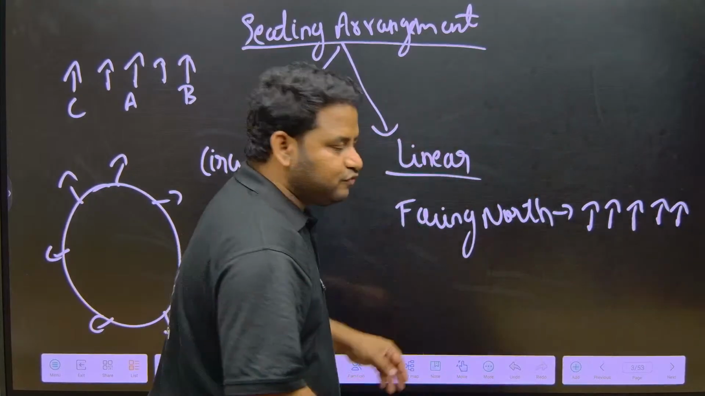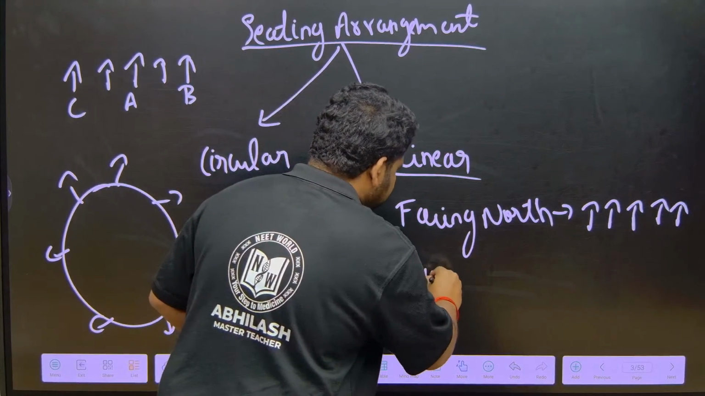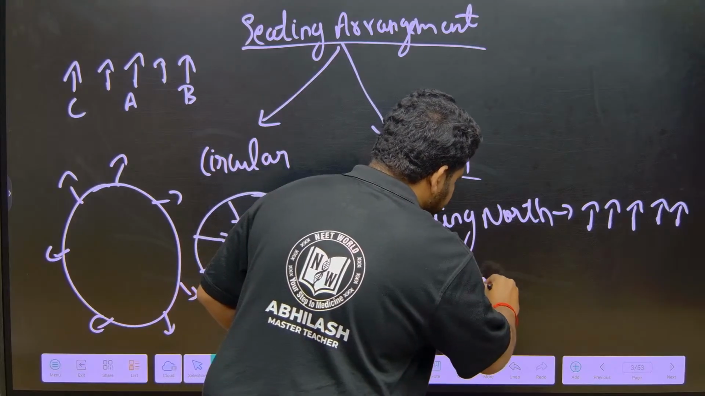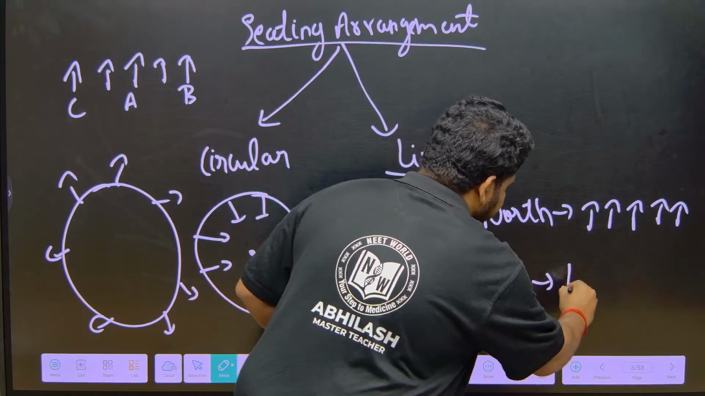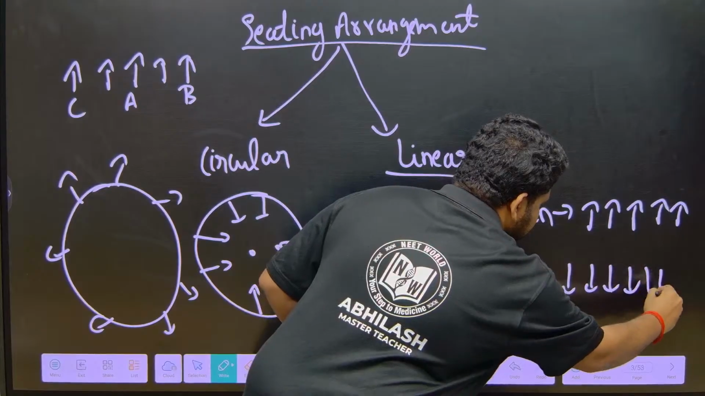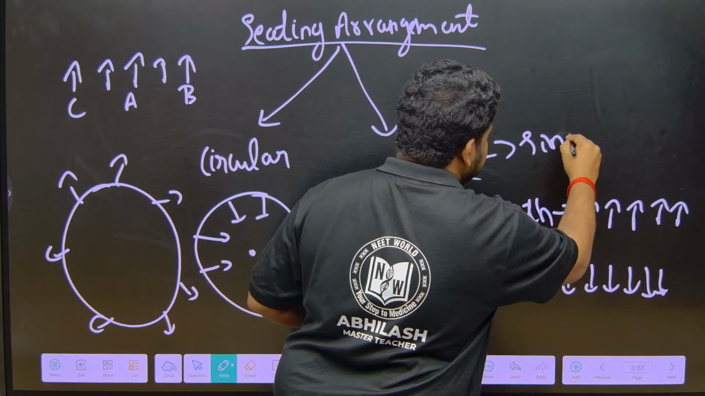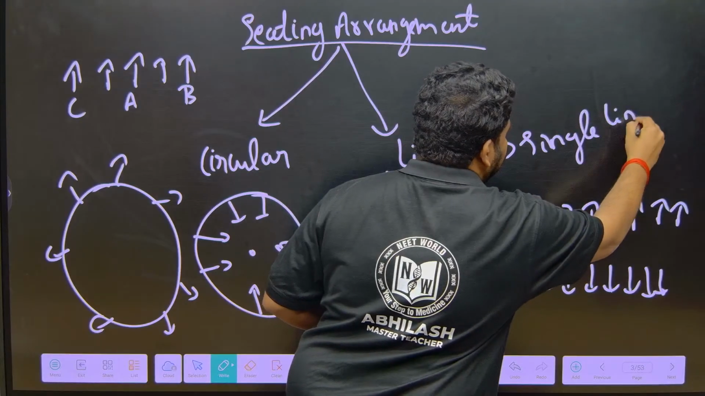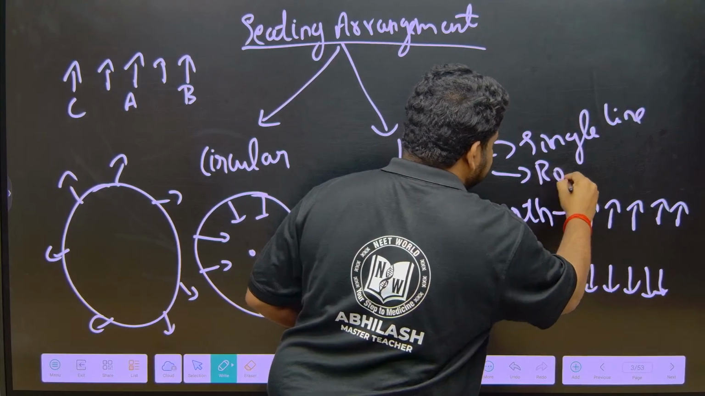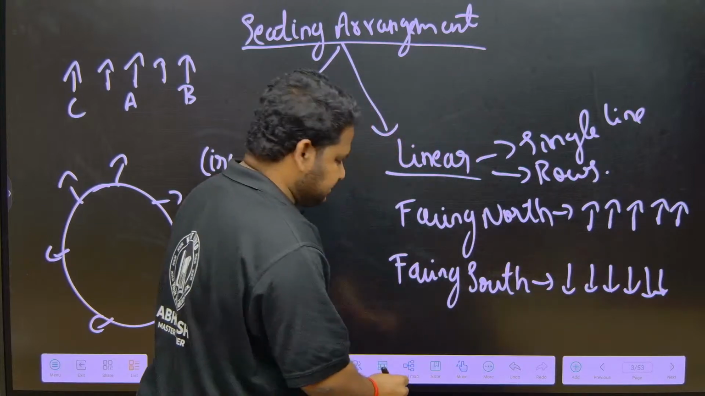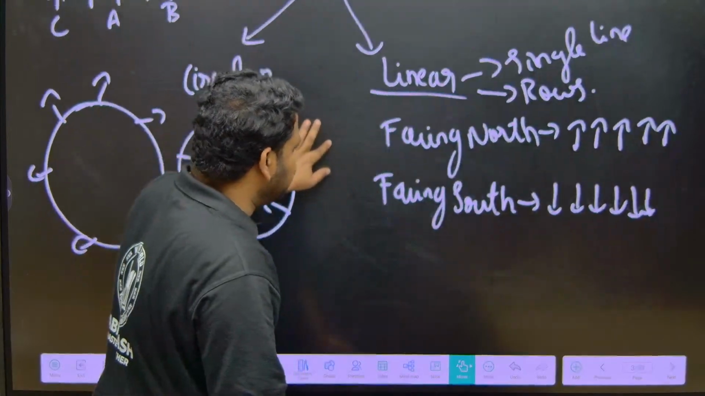Another thing is they can give facing south. Facing south. It can be like this, it can be like this. That is, linear can be a single line or straight line, or it can be rows, parallel rows. Here observe carefully, they can give a combination of this.